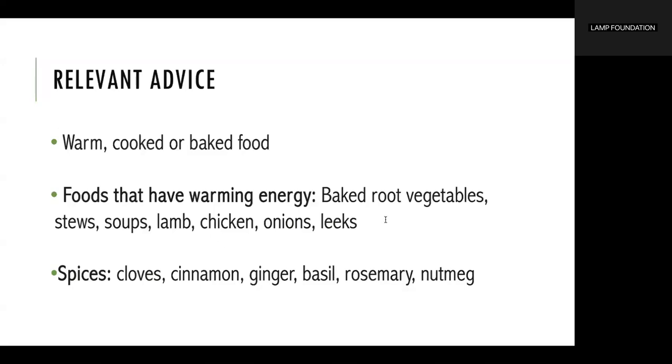When there is large intestine deficiency cold, it is beneficial to consume warm, cooked, or baked food. It is advisable to eat foods that have a warming energy. Baked root vegetables, stews, soups, lamb, chicken, onions, and leeks are all examples of warming food. Spices that will be beneficial are cloves, cinnamon, ginger, basil, rosemary, and nutmeg.